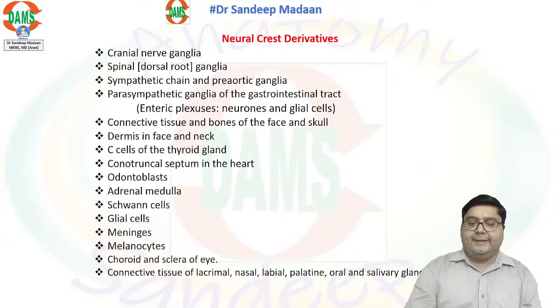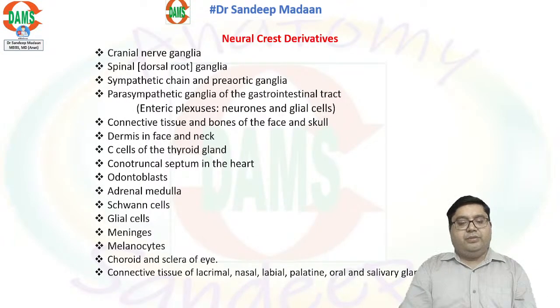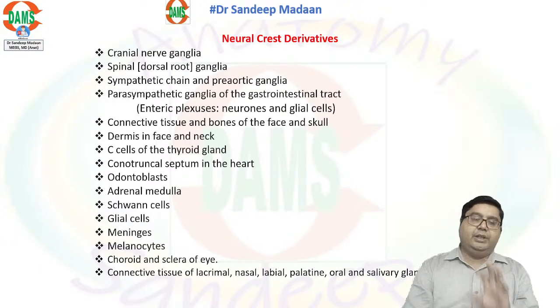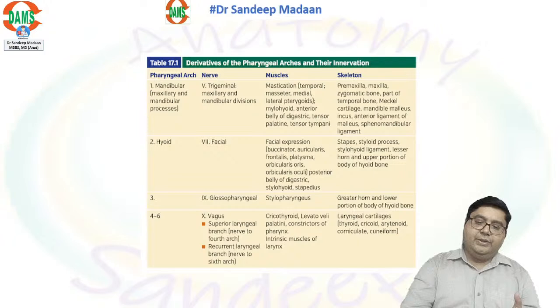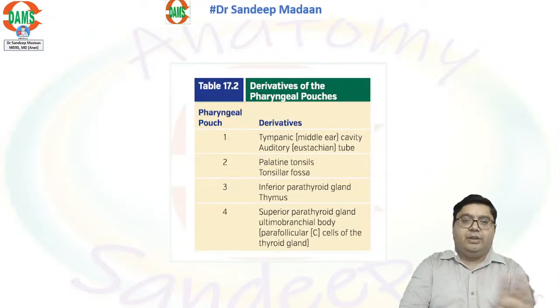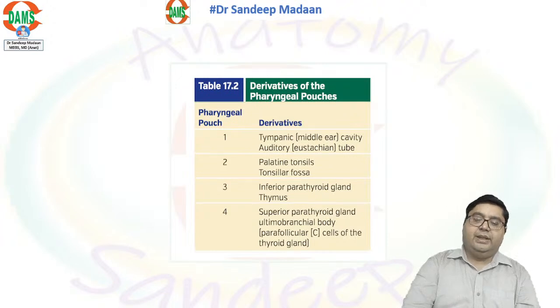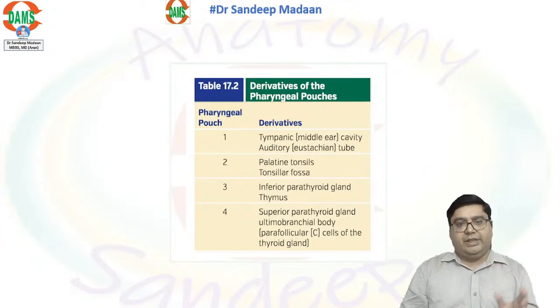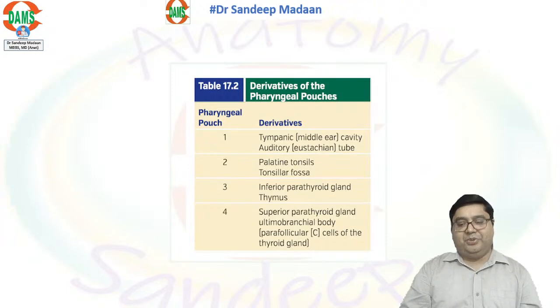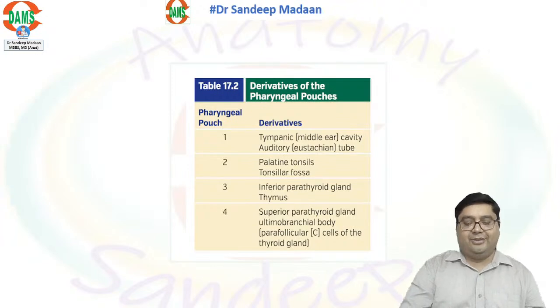All right. Now, dear students, along with this part, we need to know particularly neural crest derivatives, pharyngeal arches, and pharyngeal pouches. From these three parts, you can expect one question. Okay, so in almost all the exams, they ask this type of question either from the neural crest derivatives or from the pharyngeal arches or from the pharyngeal pouches. These are must-do topics. Okay, please remember this. All right.